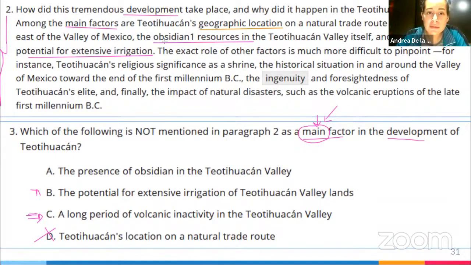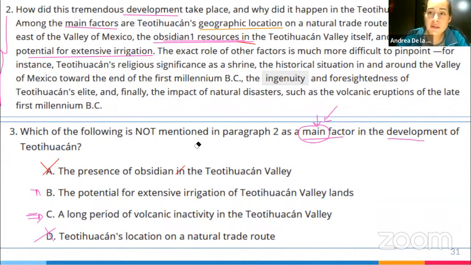Now, then we have the obsidian resources. Which option is that? Option A. Great. Is it correct? Yes, right? Because it says the obsidian resources in the Teotihuacan Valley itself. So the presence of obsidian is the same in the Teotihuacan Valley. Everything would be different if instead of in, here we have the presence of obsidian near the Teotihuacan Valley. That would change things, wouldn't it? Because it's not the same to say in the Teotihuacan Valley itself than saying near the Teotihuacan Valley. So careful with those things. Make sure that you read everything.